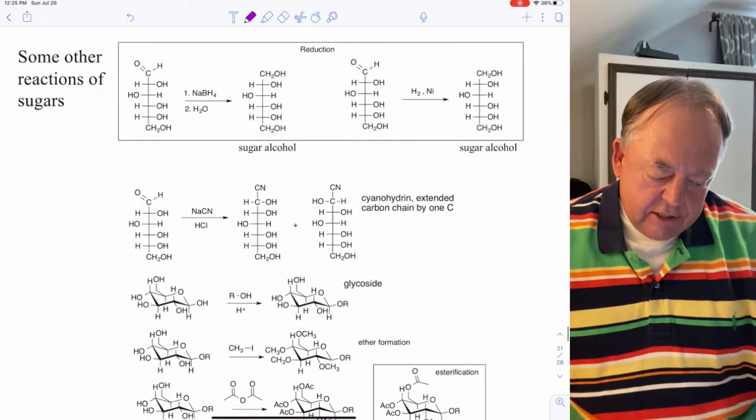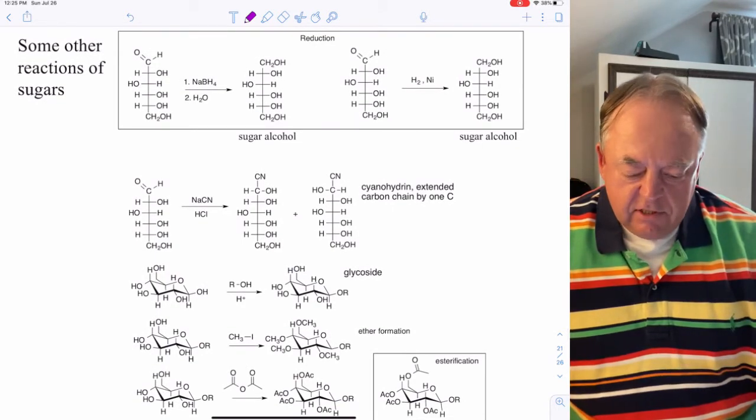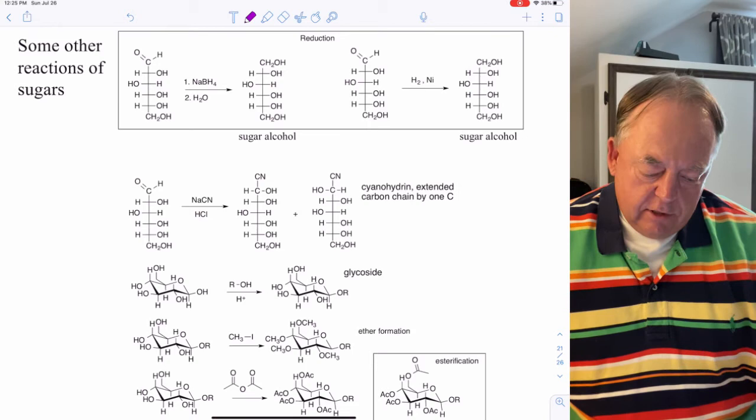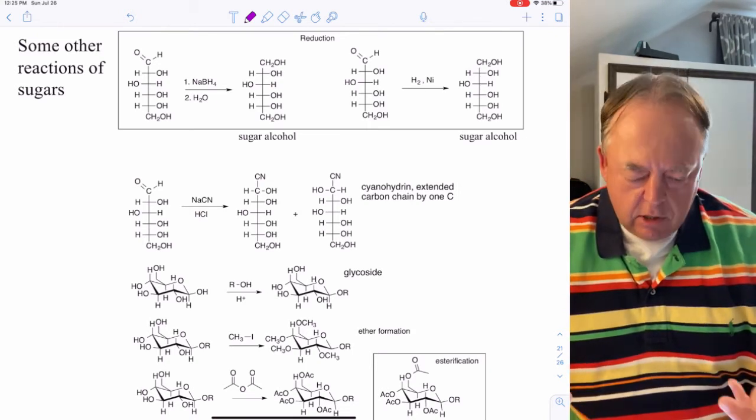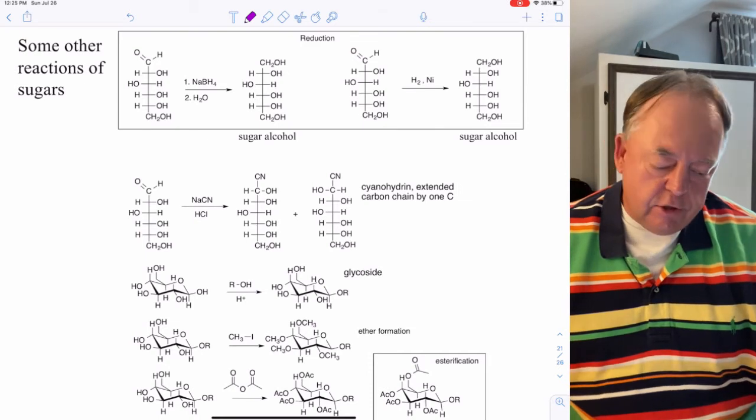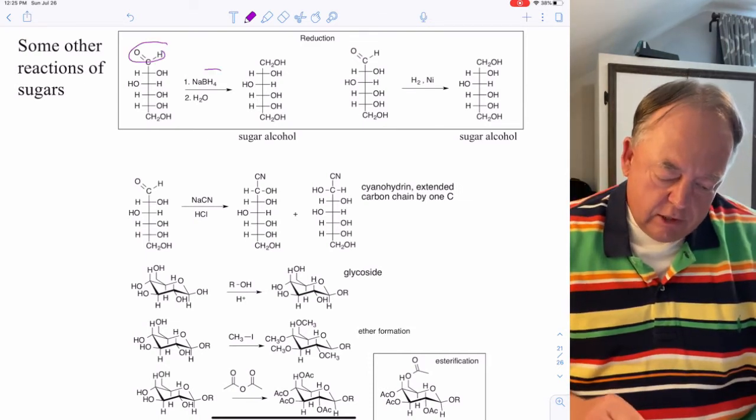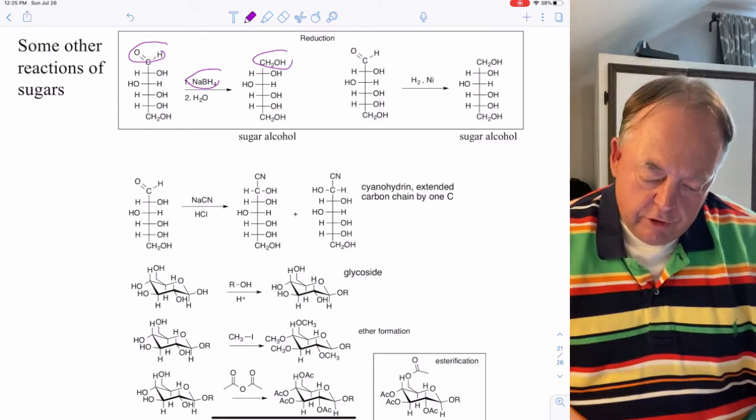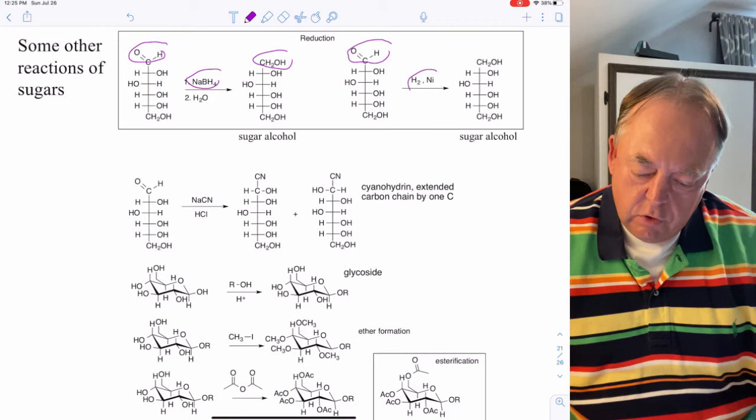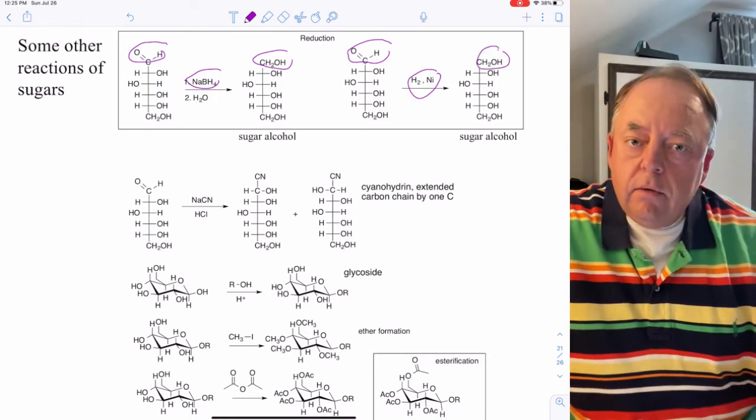So a few other reactions of carbohydrates. Again, it's some of the same fundamental reactions that we've looked at for simple organic molecules that can do some of the same chemistry on a complex molecule like a carbohydrate. So aldehydes can be reduced, right? Sodium borohydride will reduce the aldehyde to a primary alcohol. Or you could do hydrogenation, right? H2 and then some metal catalyst will reduce the aldehyde to a primary alcohol.